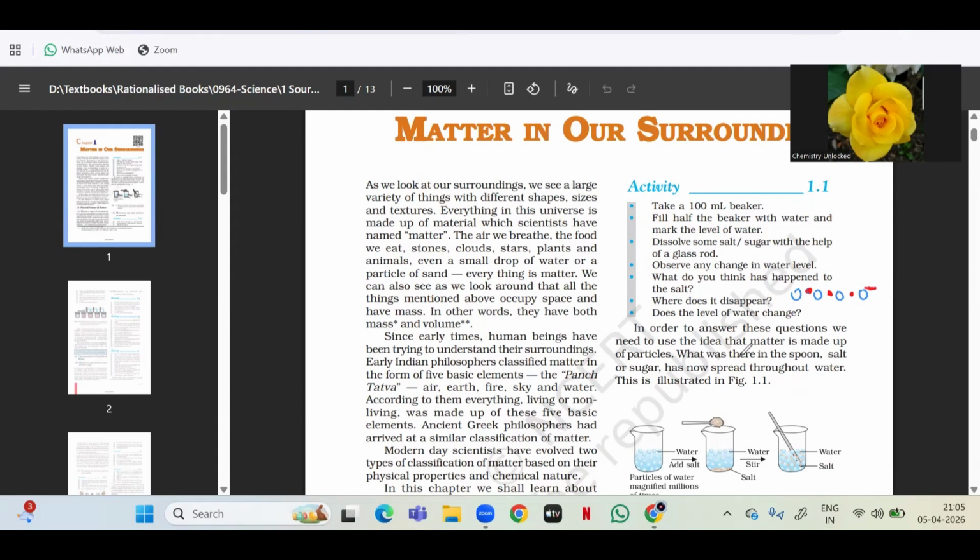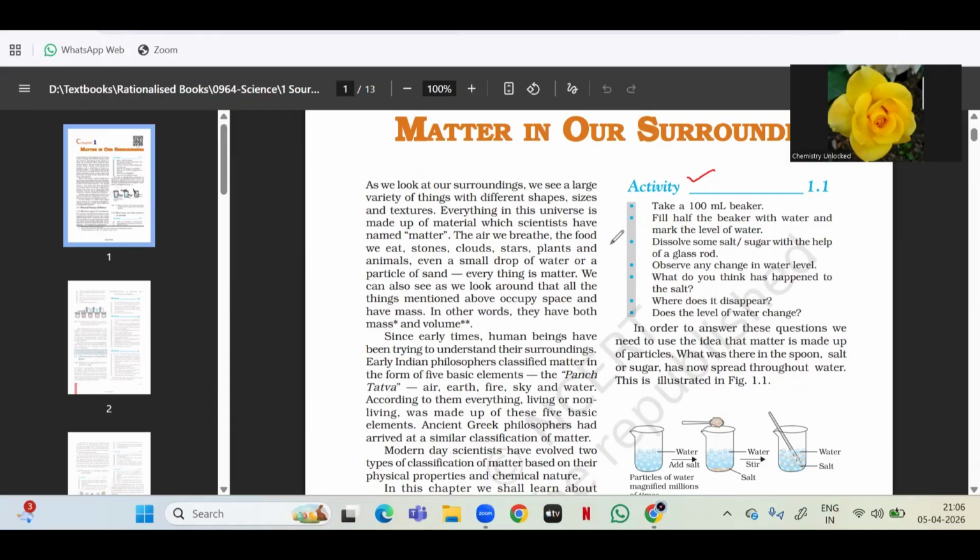And this helped the scientists to figure out the nature of matter, that it is made up of particles and it is not a continuous block. So suppose matter was a continuous block. If you were to add salt from the top, what would have happened? What would have been the observation? That the level should have increased. But that was not the case. So that is why it was proved that matter has a particle nature. Okay, so I hope this activity is clear to you all.